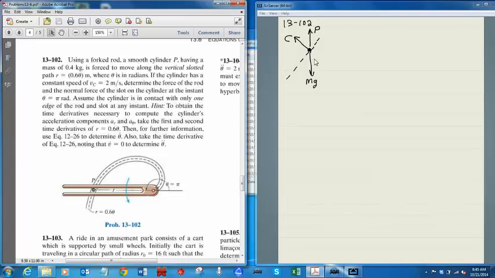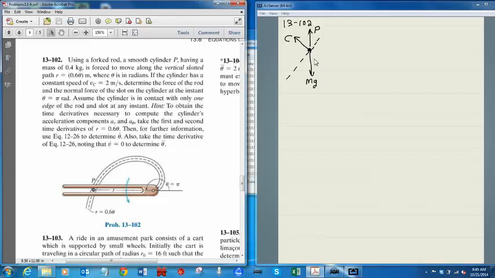Now that I have the forces that are acting on this thing, I need to identify the directions that I want to sum forces. And in this case, it seems reasonable with the number of things that they're giving me to plan on summing in the r and theta direction. So what I want to do is identify what the r and the theta directions are.